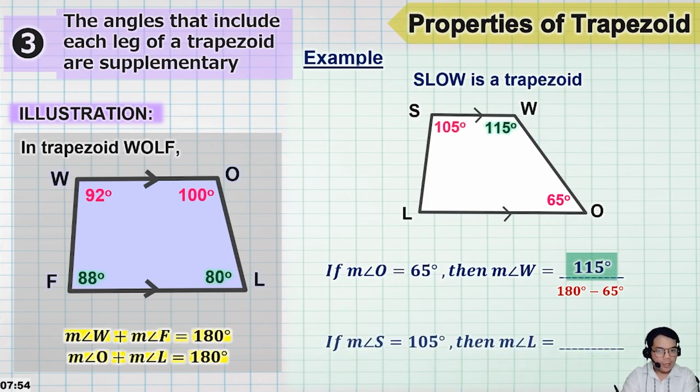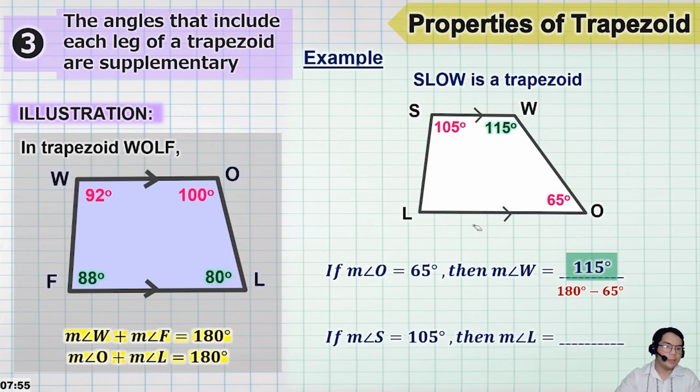Next, if the measurement of angle S is gonna be 105 degrees, what do you think is the measurement of angle L? So once again, the same idea as what we have a while ago. We can subtract that 105 degrees from 180 because they will be supplementary. Therefore, the measurement of angle L is equal to 75 degrees.